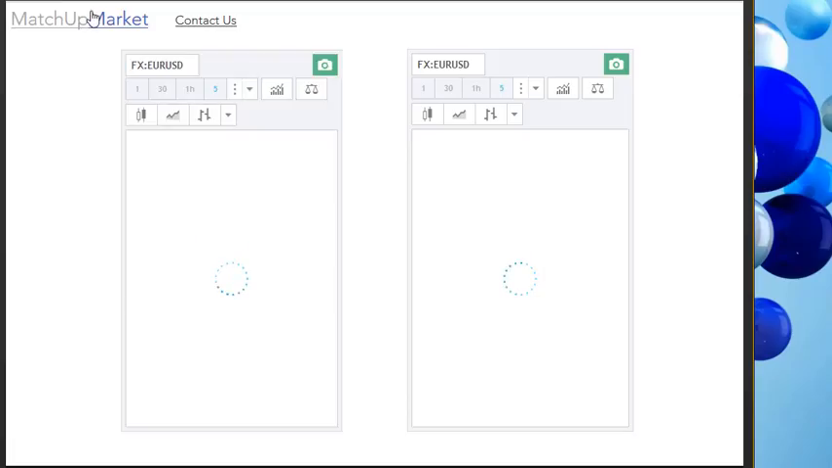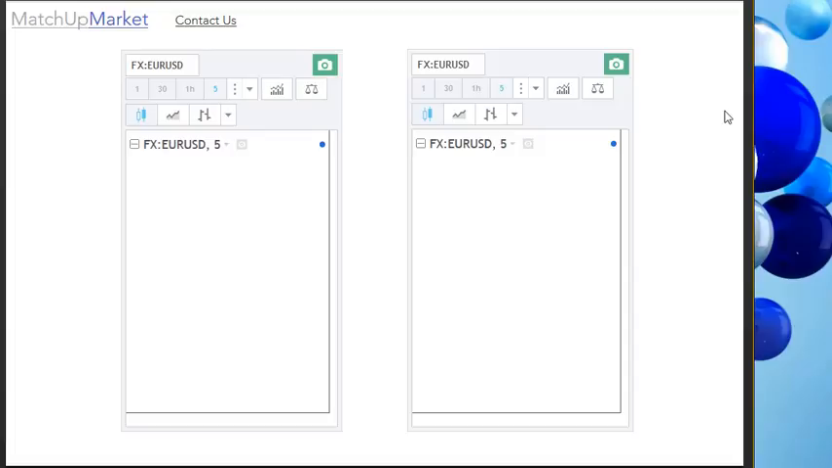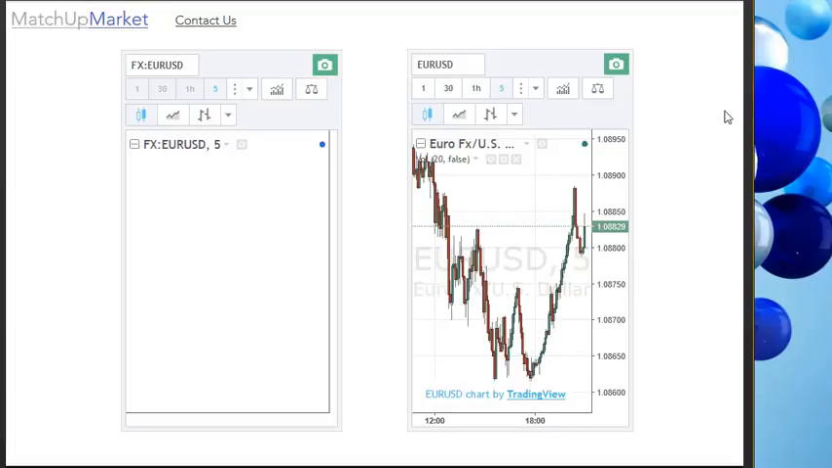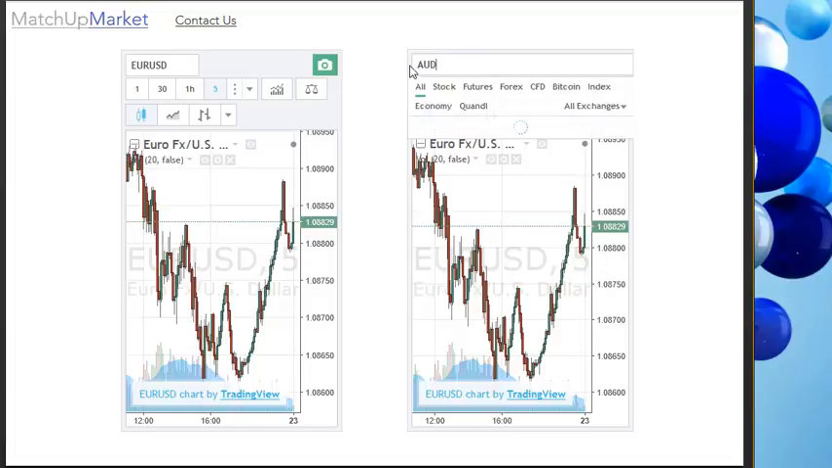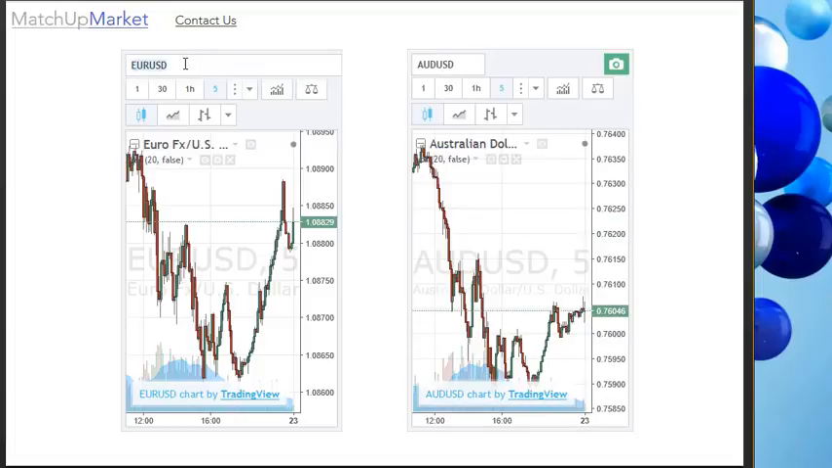So I'm just going to show you how to set up some different currency pairs and how you can put different indicators on. It's all quite simple. In the box at the top, for an example, we will put Australian dollar, US dollar. The idea is just to make sure you match up each chart identical.